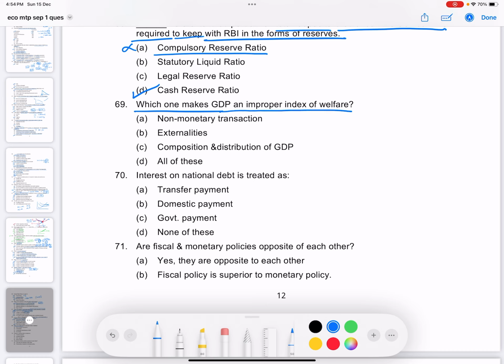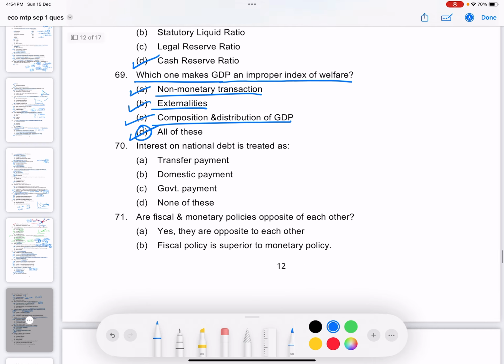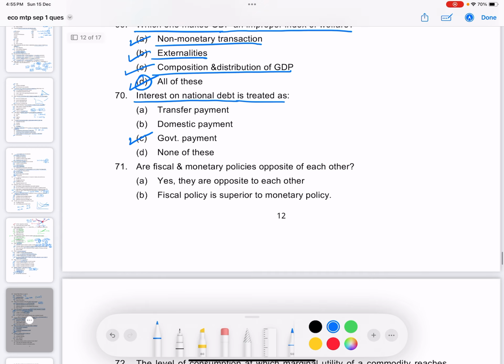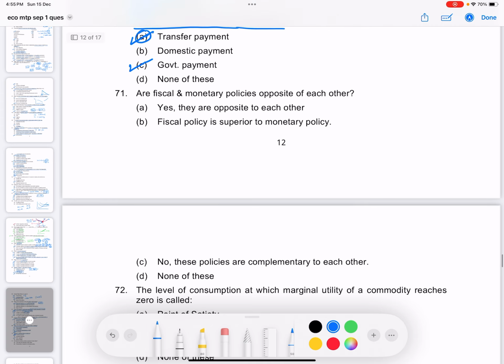ठीक है, नाउ विच वन मेक्स जीडीपी एन इम्प्रॉपर इंडेक्स ऑफ वेलफेयर? नॉन मॉनिटरी ट्रांजेक्शन, ये भी होती है। एक्सटर्नैलिटीज होती है। कॉम्पोजिशन एंड डिस्ट्रीब्यूशन ऑफ जीडीपी, ये भी तीनों चीज़ें। तो ऑल ऑफ द इंटरेस्ट ऑन नेशनल डेट, जो तुमने लोन ले रखा है, इज ट्रीटेड एज, ये तो गवर्नमेंट ही पे करती है, तो गवर्नमेंट पेमेंट हो गया। मतलब बेसिकली ट्रांसफर पेमेंट भी बोल सकते हैं इसको, बट ट्रांसफर पेमेंट इस सेंस में कि इन रिटर्न उनको कुछ नहीं मिल रहा, ये ऑलरेडी जो लोन दे रखे हैं उसको ही पे कर रहे हैं.